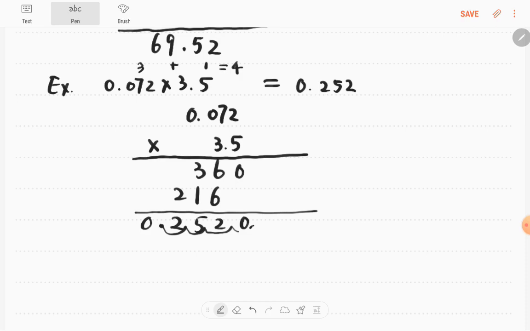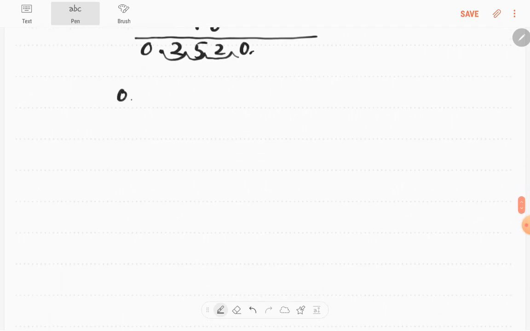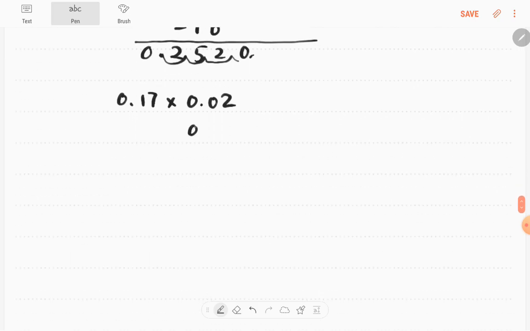Okay. All right, let's check another one. 0.17 times 0.02. Remember, the first step, we write the vertical form, but we treat the decimals as whole numbers. It will be like 17 times 2. So we can easily get the answer 34.